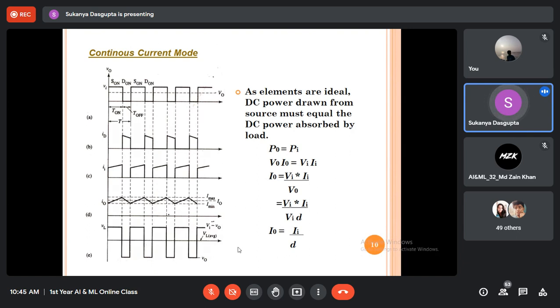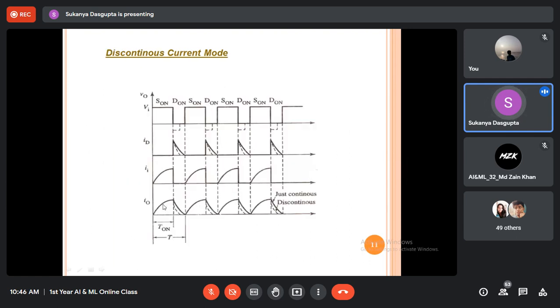Now next, coming to the waveform analysis of a buck converter for the continuous current mode. What is meant by this continuous current mode? Current is flowing continuously. There is no discontinuity, right? So here the current mode can be of two types. One is called the continuous current mode, and one is called the discontinuous current mode.